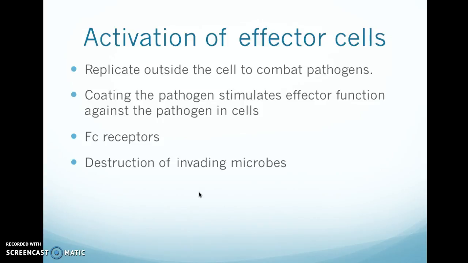phagocytes with phagocytosis. Mast cells and neutrophils will degranulate, and then natural killer cells will release cytokines and cytotoxic molecules. That will ultimately result in destruction of the invading microbes. So the ones that I just mentioned will result in the destruction of the invading microbes.